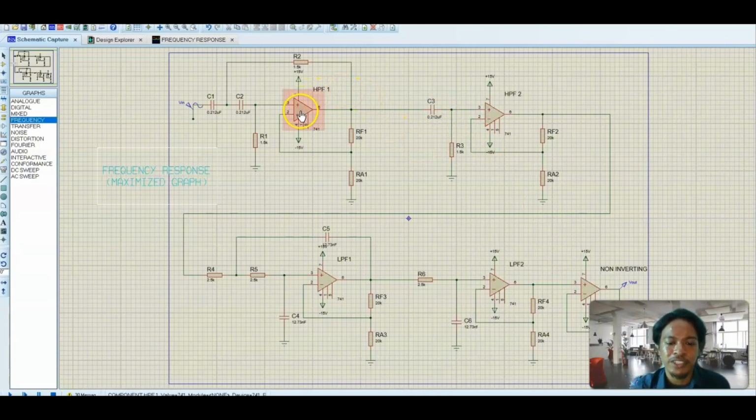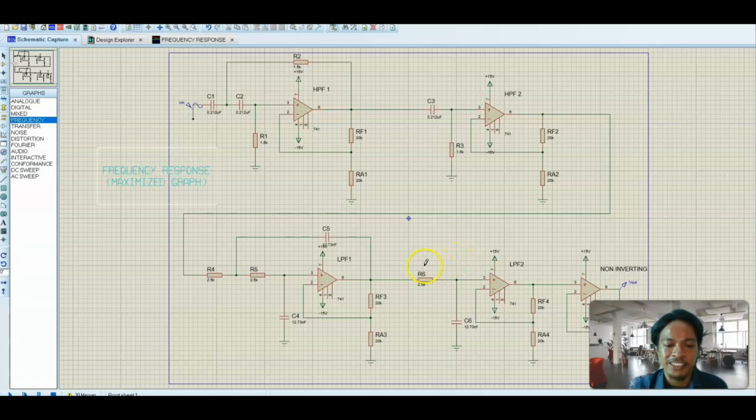The first stage of the circuit is the high pass filter using R1 and R2 resistors and C1 and C2 capacitors along with an operational amplifier. The second high pass filter consists of resistor R3 and capacitor C3, and RF2, RA2.